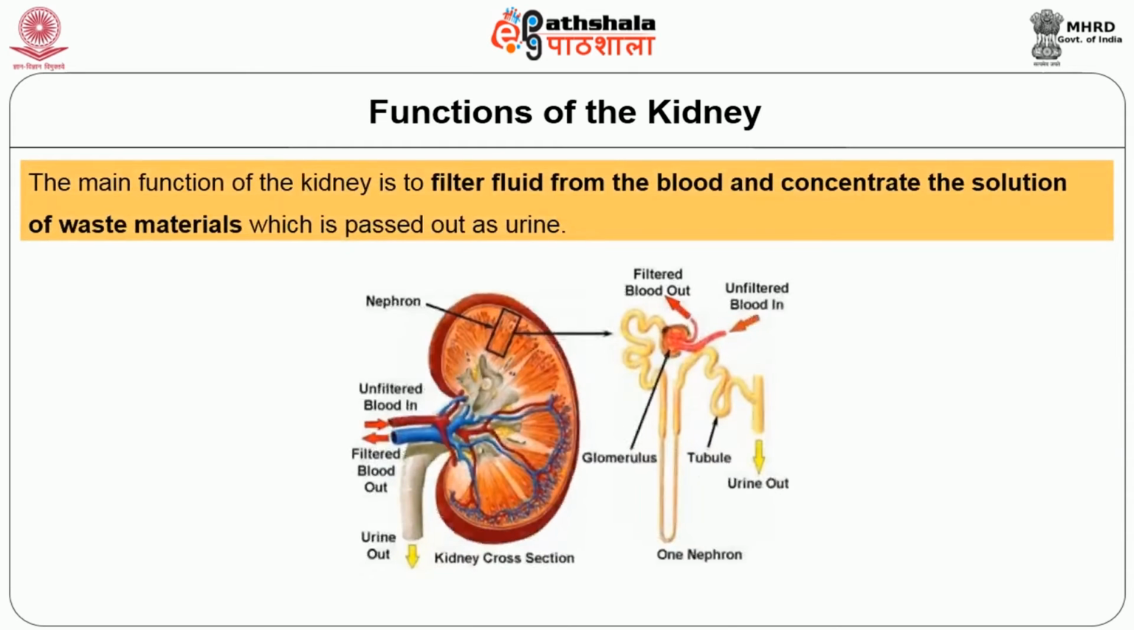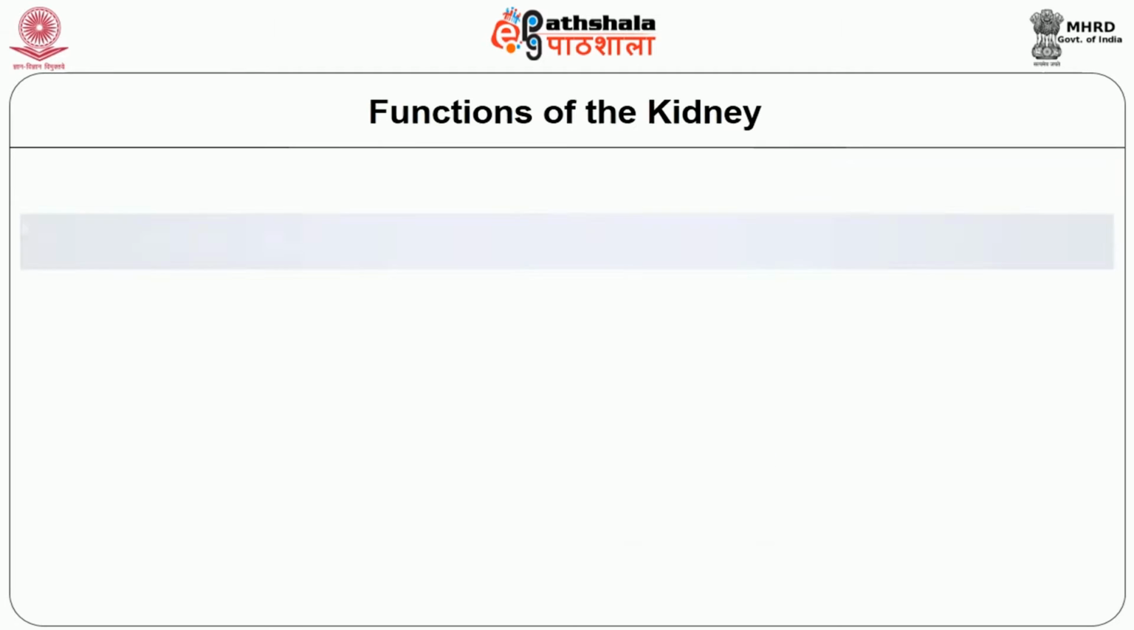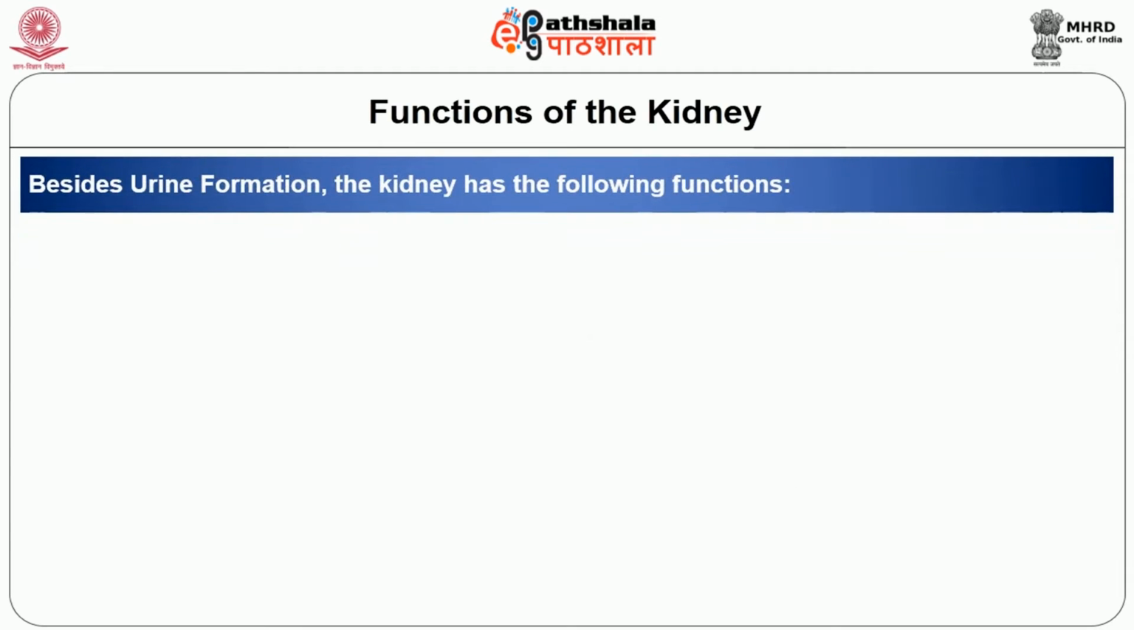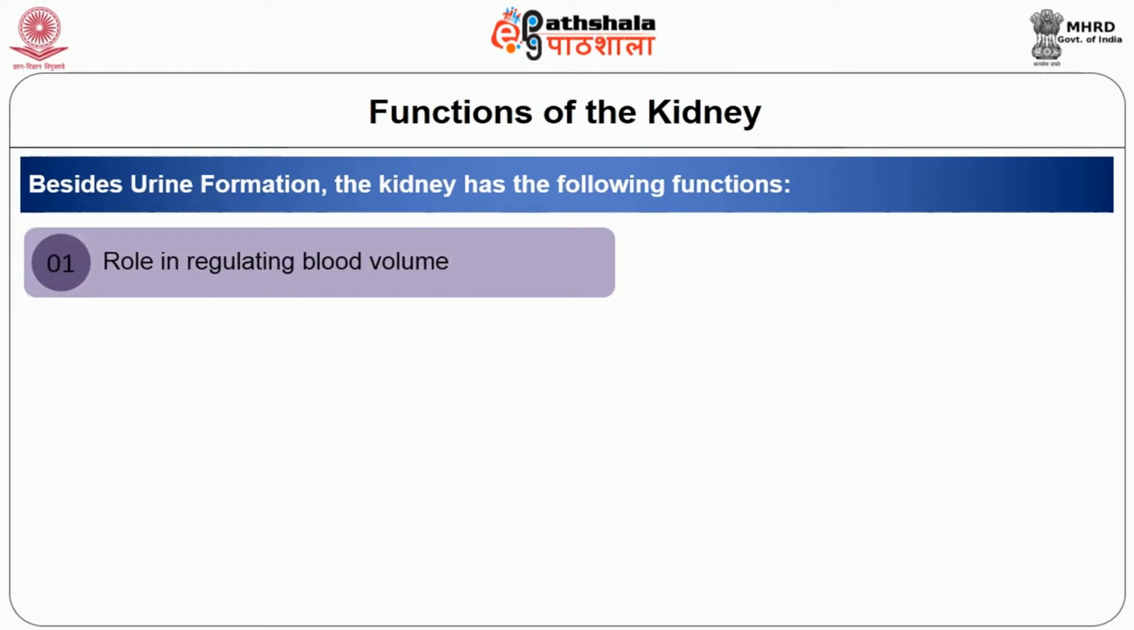The main function of the kidney is to filter fluid from the blood and concentrate the solution of waste materials, which is passed out as urine. Besides urine formation, the kidney has the following functions. It has a role in regulating blood volume because it controls the amount of water to be excreted and the amount of water to be reabsorbed.